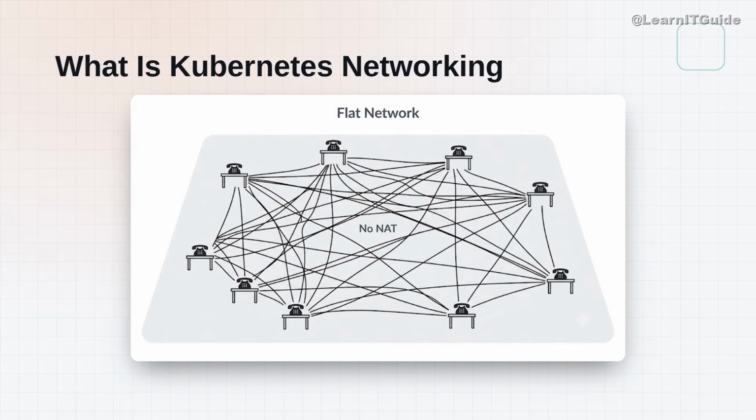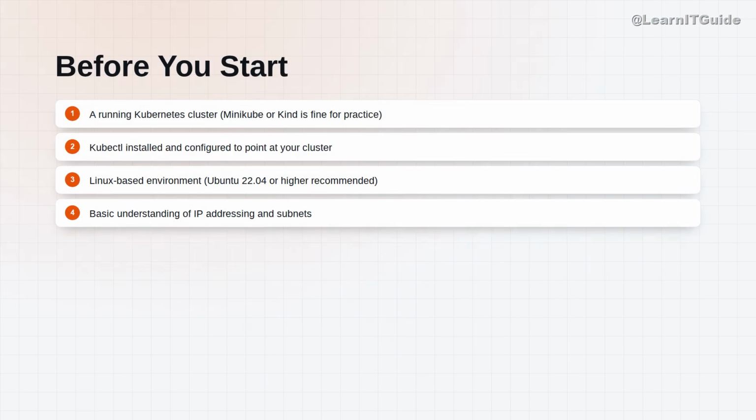So what is Kubernetes networking, really? It is a flat network model. Every pod can talk to any other pod without using network address translation. Think of it like a massive office building where every single desk has its own direct phone line. It does not matter which floor you are on or who your neighbor is. If you have the extension, the call connects instantly. The container network interface acts as the office manager that assigns these extensions and ensures the wiring is correct behind the scenes.